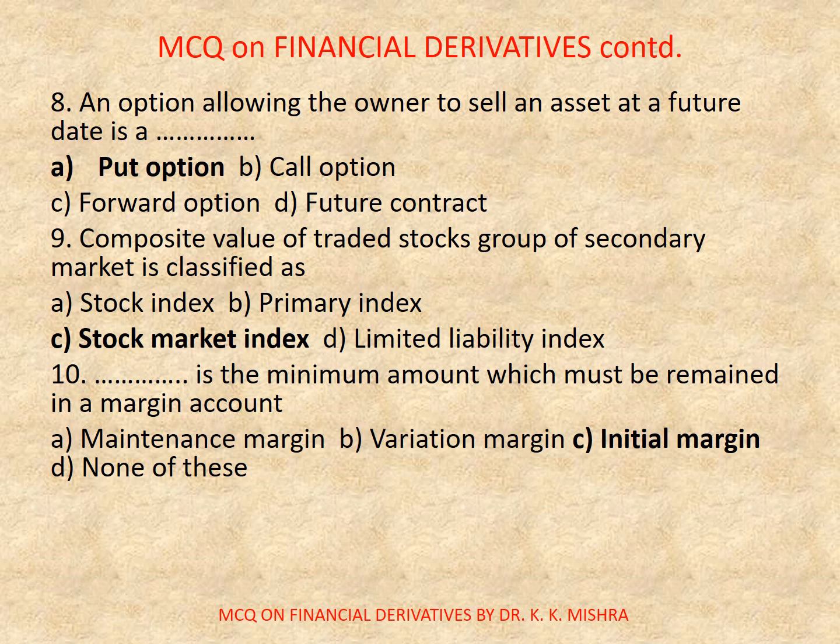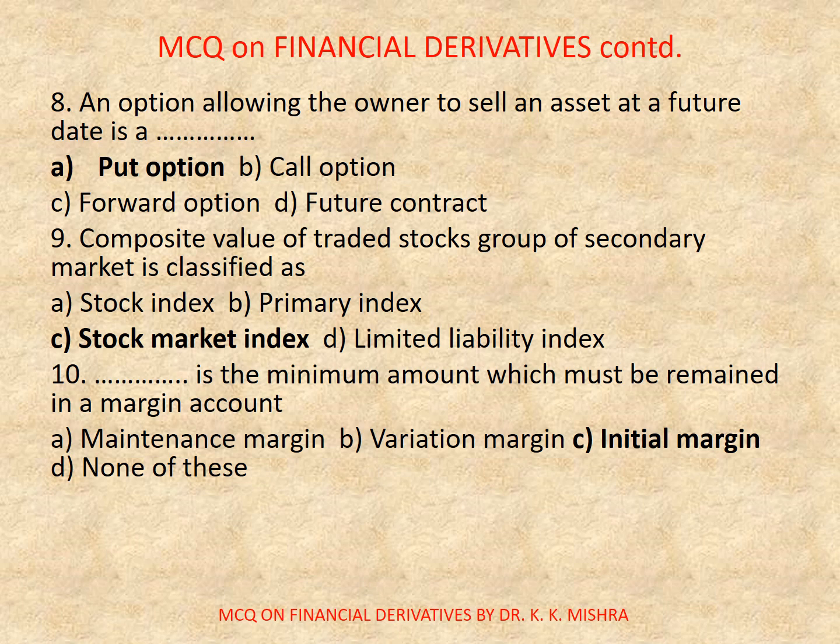Now question number 8. An option allowing the owner to sell an asset at a future date is a. Options are A. Put option, B. Call option, C. Forward option, D. Future contract. Correct answer is A. Put option.